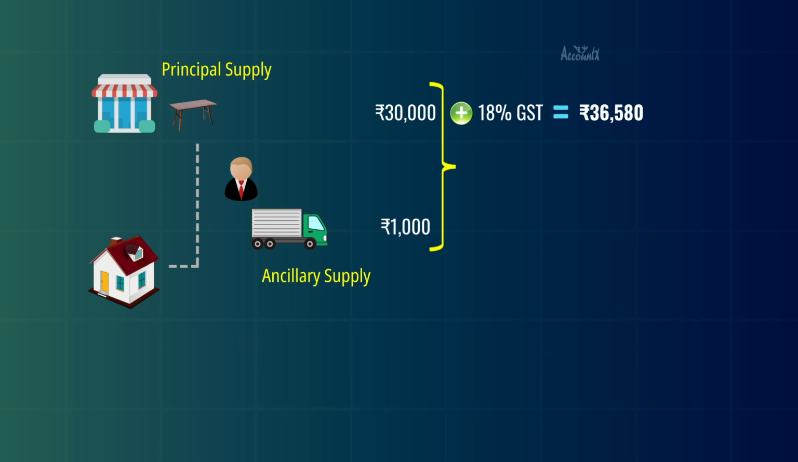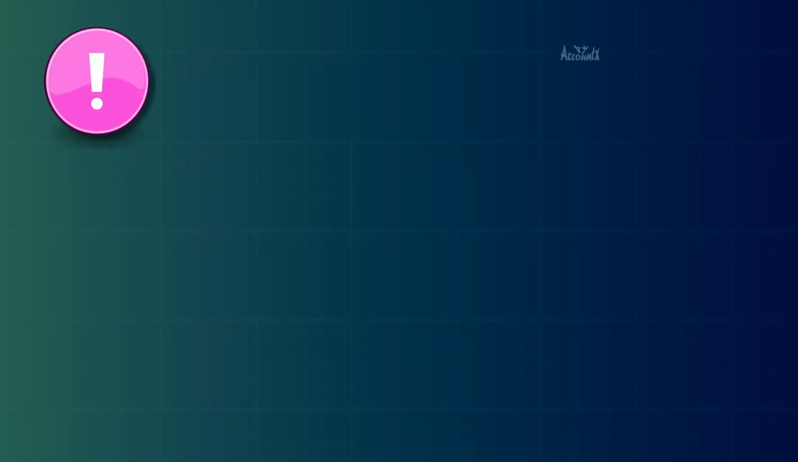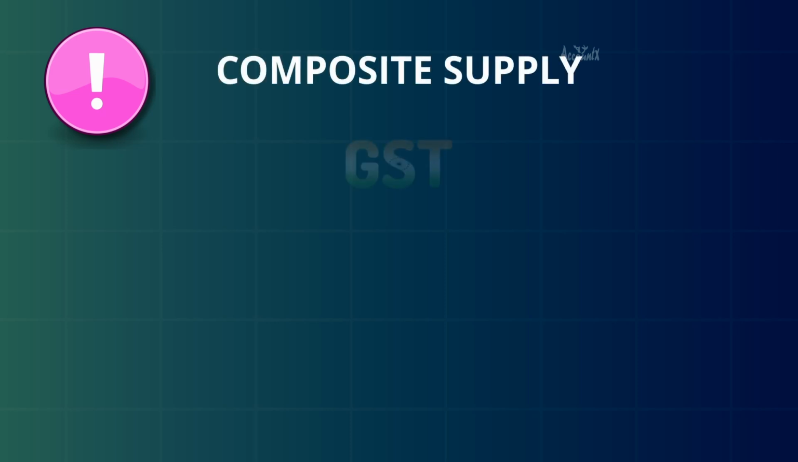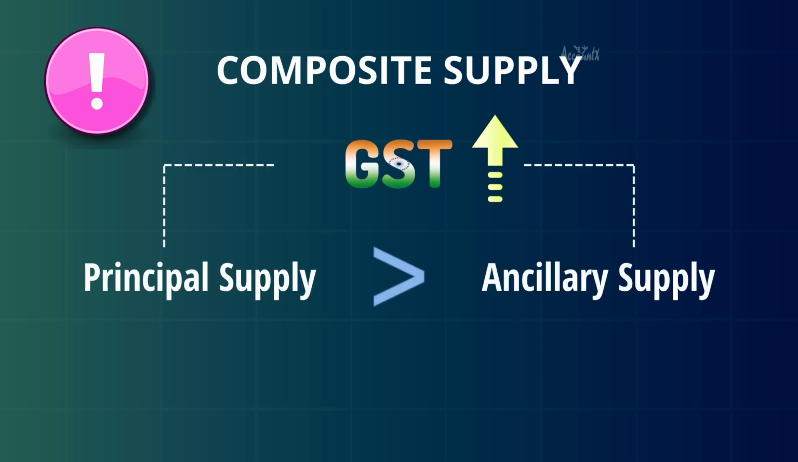Had it not been a composite supply, then the total price would have been table 30,000 plus GST at 18%, transportation 1,000 plus GST at 5%. Total 36,450, which is less than the price for composite supply. The difference may not seem much to you here, but if the price is high or the quantity is more or the rate of GST is high, then the difference also would be higher. And the key thing to remember is, in case of composite supplies, you end up paying higher taxes if the rate of GST on the principal supply is more than rate of GST on ancillary supplies.